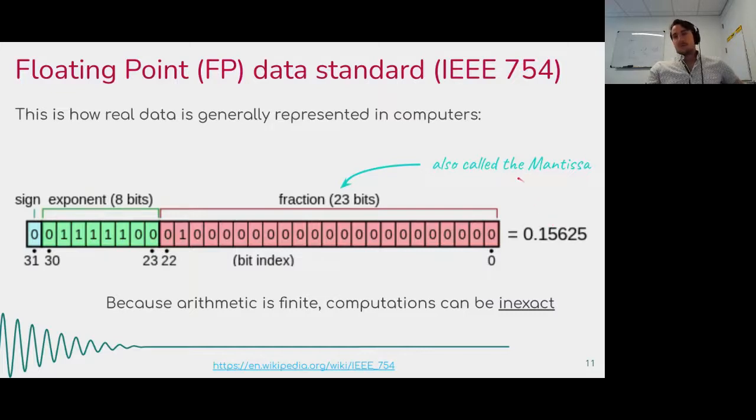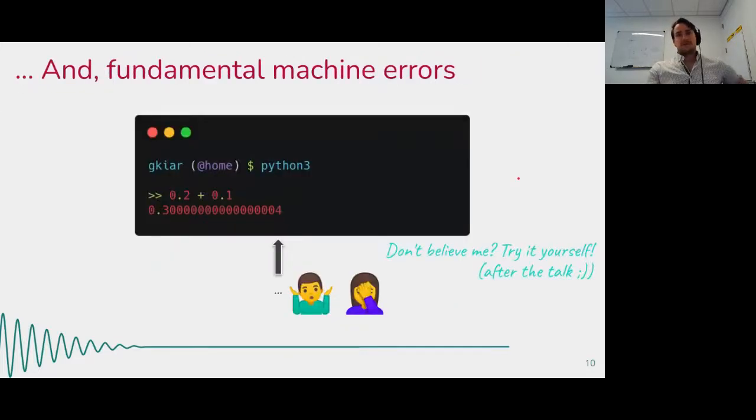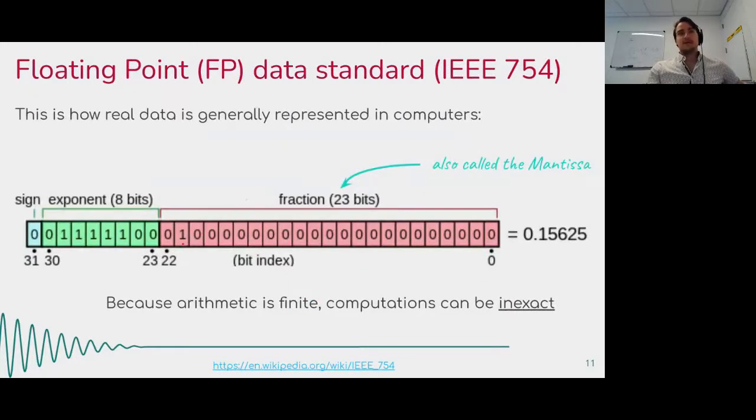Now, remember the example I showed you before: if you have 0.1 or 0.2, which is just an integer multiple of 0.1, you have a repeating fraction in binary. What that ends up meaning is that at some point, when you get to the end of this bit space, you will have an inexact representation of that 0.1. So because the arithmetic itself and the data itself are finite, the computations, as I said, can end up being inexact.